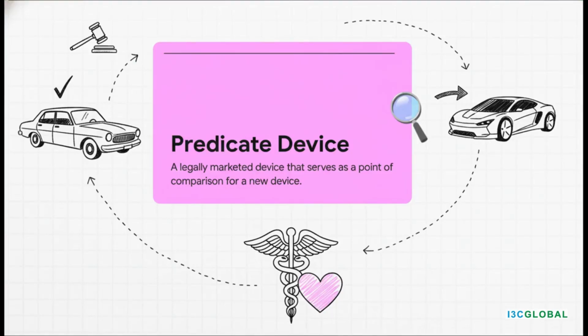Okay, first up is this thing called a predicate device. And honestly, the concept is pretty simple. Just think about it like this. Say you're building a new car. You can't just say, hey, this is a car. You have to compare it to a model that's already on the road, one that's already been proven safe. That's your predicate device. It's the legally marketed device that you're pointing to and saying, see? My new device is a lot like that one. It's your benchmark, your point of comparison.